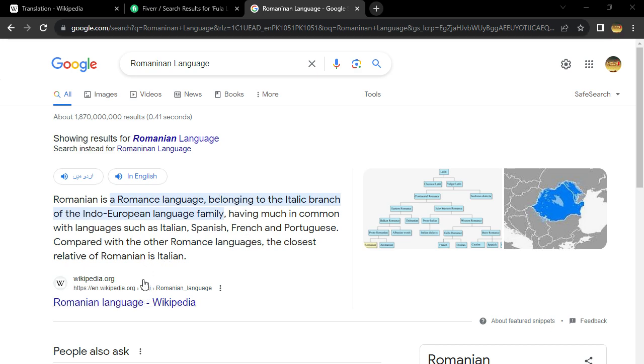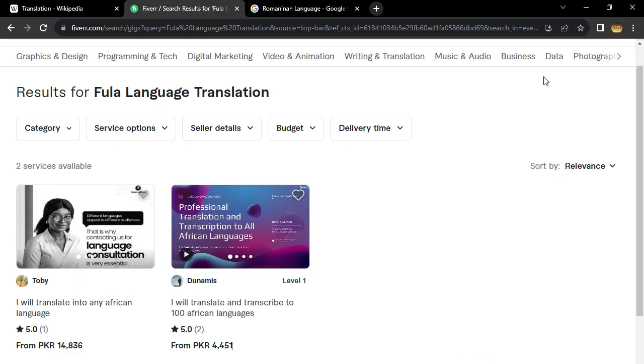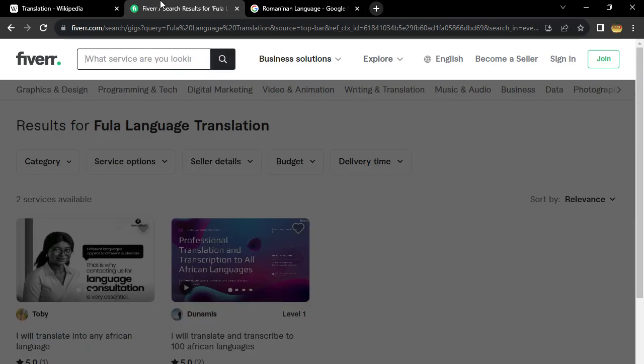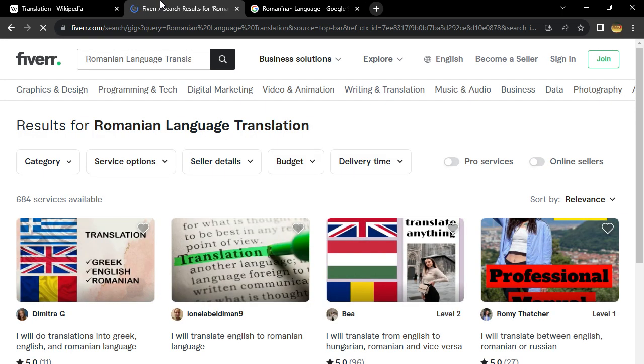Now moving forward to the main point, which is how you can earn by translating the Romanian language on Fiverr. We'll go to the Fiverr official platform and search for Romanian language translation to get an idea about the competition, the work, the pricing, and much more. Here you can see there are a lot of gigs related to it.